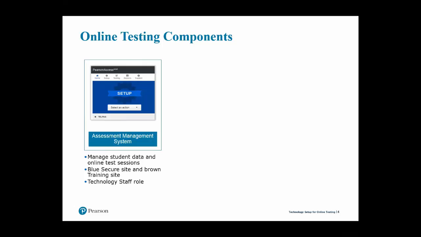And as a reminder, for Pearson Access Next, there are two sites for the assessment management system. We have the live or blue secure site, so you'll notice it on the screen here showing a blue banner. We also have a training site which will have a brown banner. We're going to talk more about that training site, but you want to make sure that you have access to both sites, the live secure blue site and the brown training site of Pearson Access Next, and also make sure that you have the technology staff role designated for each of these accounts. You will use Pearson Access Next, or the assessment management system, to enter in the TestNav configuration and also to pre-cache test content.